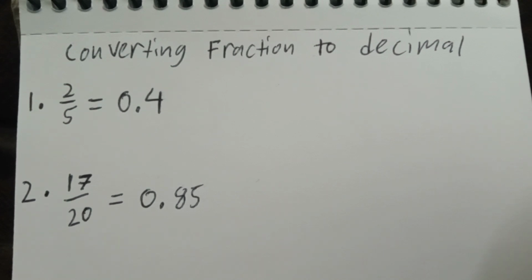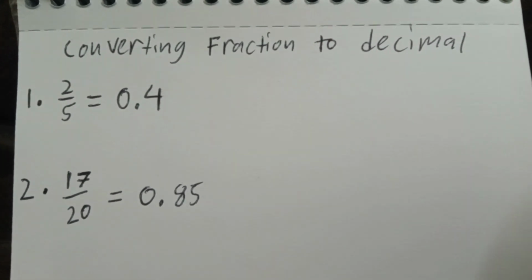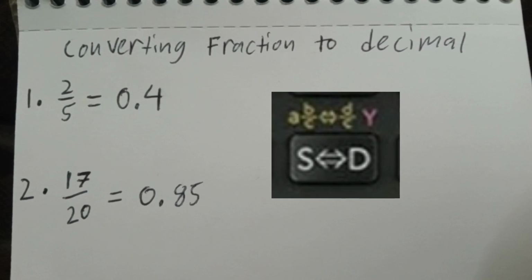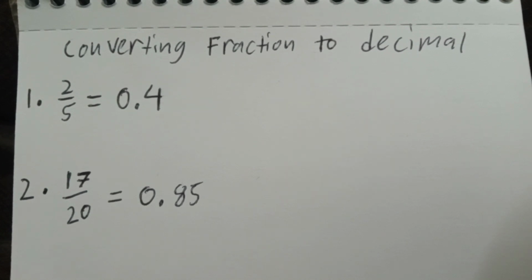So let's start first with our given. For number 1, we have 2 over 5, which equals 0.4. You might be asking, how did I get 0.4? Don't worry, I'm going to show you. I want you to grab your calculator and input 2 over 5, then press the equal sign, and then press this sign, and 0.4 will be there.